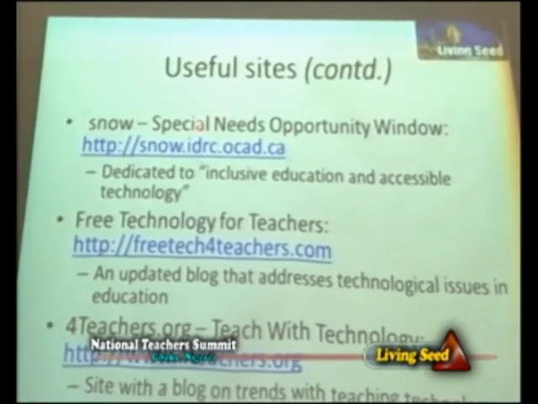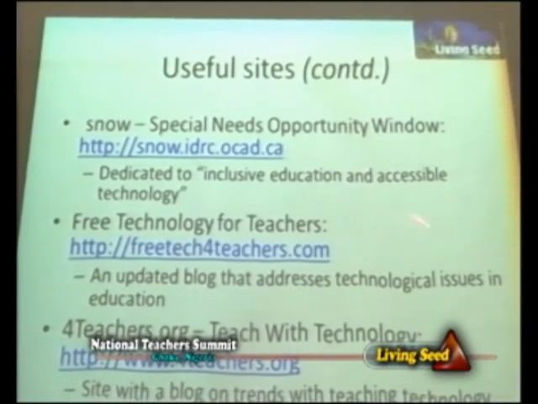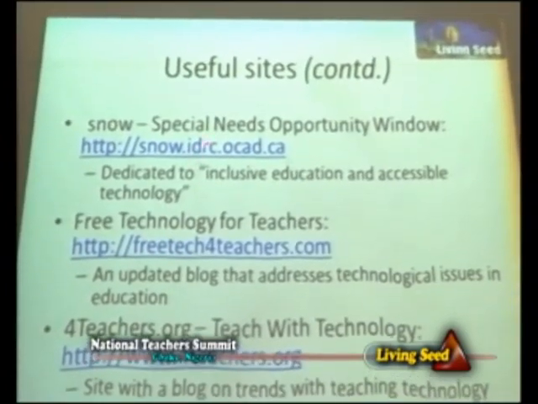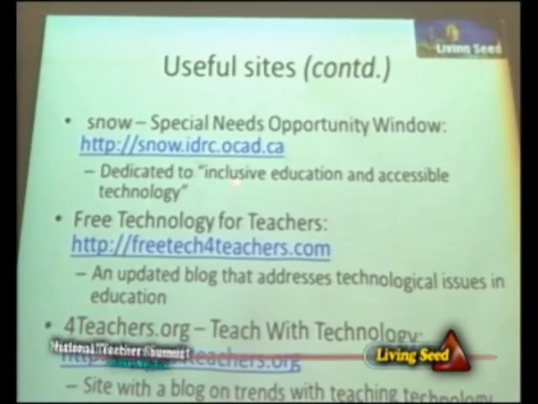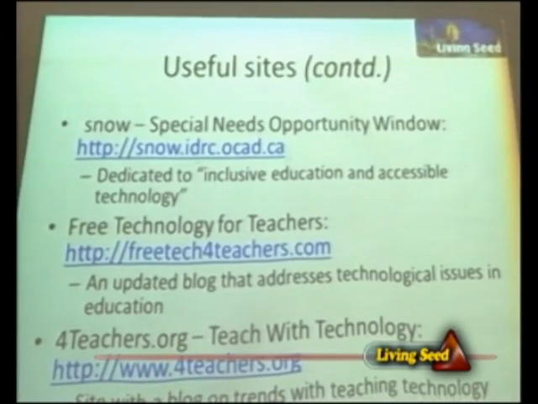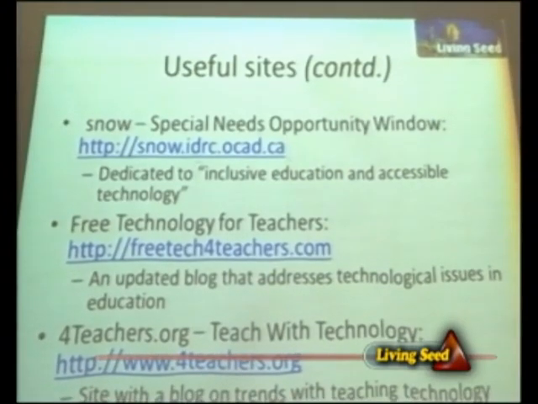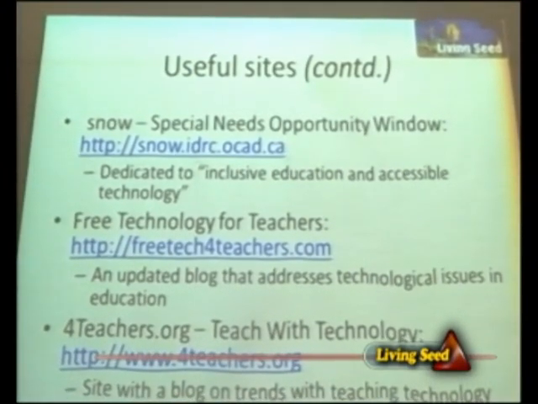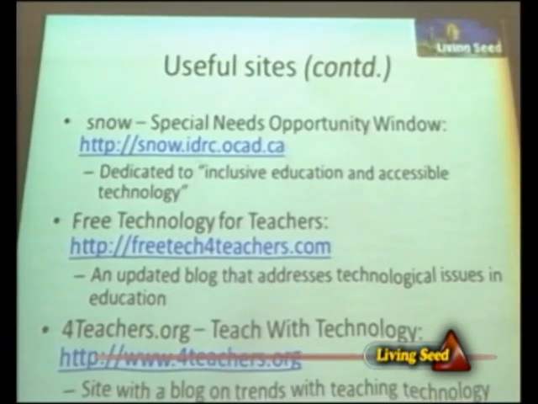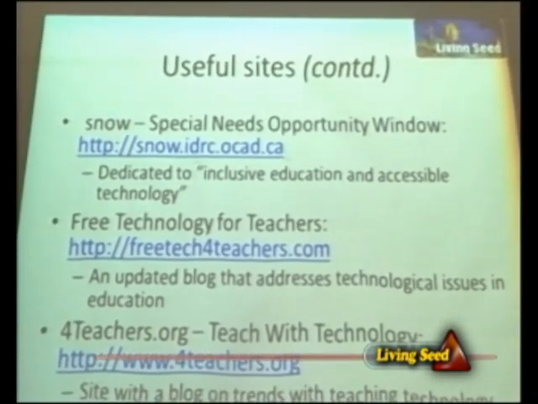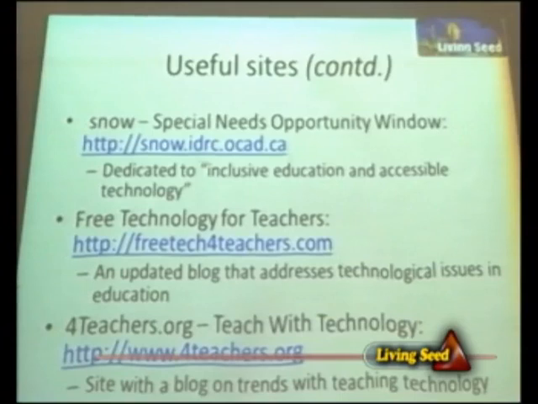Next, the sites continue. We have Snow. It's called Special Needs Opportunity Window. Now, this particular one is supported by the International Development Research Council of Canada. And what it does is towards inclusive education and accessible technology for physically, emotionally challenged students. Many of us have some students who are not responding as we should. And we need to take some time to look into their condition. So this website in particular identifies that, and they are paying so much to share experience, and it's available free.